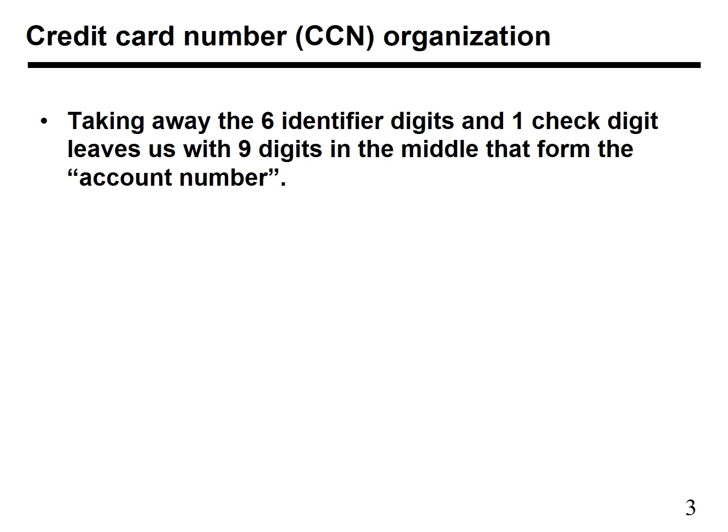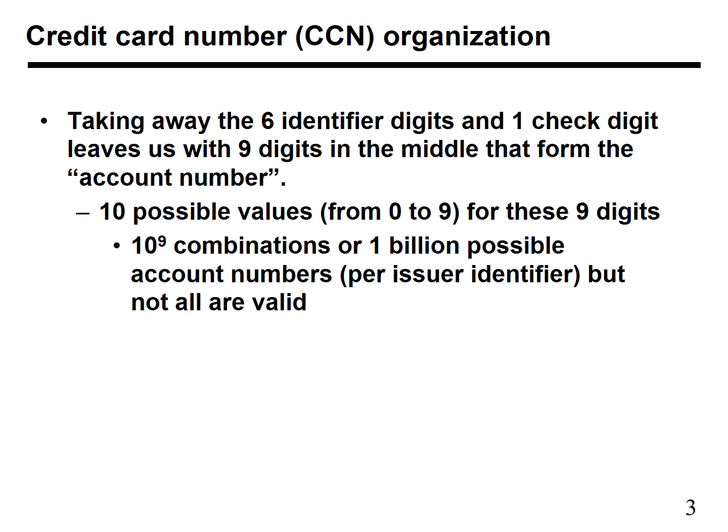So, if the first 6 digits identify, say, the bank, and the last one is the check digit, then the 9 digits in the middle are your account number. Since there are 10 possible values for each of these 9 digits, there's 10 to the 9, or a little bigger than a billion possible account numbers for each individual credit card issuer. But not all are valid.